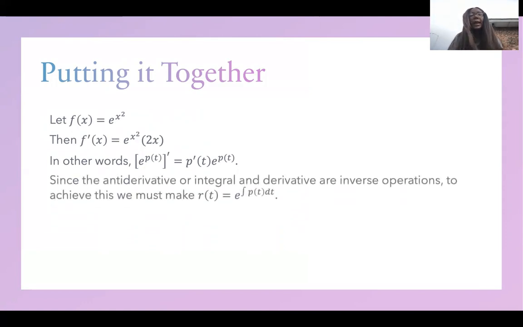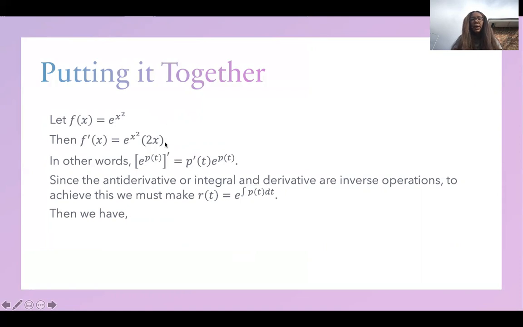So the antiderivative and the integral, again, are inverse operations. So to achieve this in any case, we need to make r of t e to the integral of p of t dt. Now remember, we want r prime of t to be p of t times r of t, just like we see here. So here our derivative is f of x, and then we want this to be times our p of t. So our 2x is our p of t.